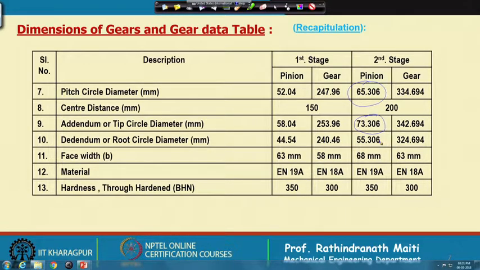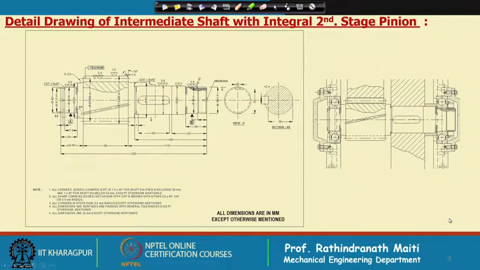So, with the intermediate shaft, all these data will be provided for the manufacturing purpose. Okay. And face width 68 millimeter, material, and all this specification, these two are not required for the development of the drawing. However, we have to furnish them there, because we also have to furnish the information about the heat treatment.